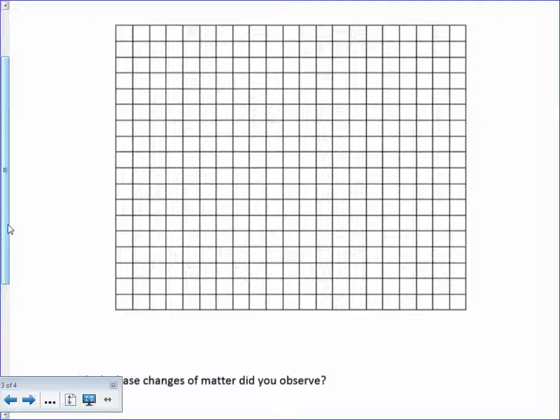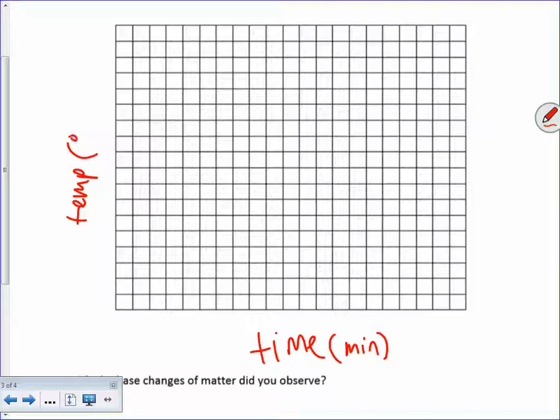So remember that your graph, you're going to be graphing what happened here. So this is your phase change graph. You're going to be putting the time down here on the x-axis, and the time was in minutes. And you're going to be putting the temperature on the y in degrees Celsius. So I'm just going to make a theoretical one here. You're going to actually plot your data.